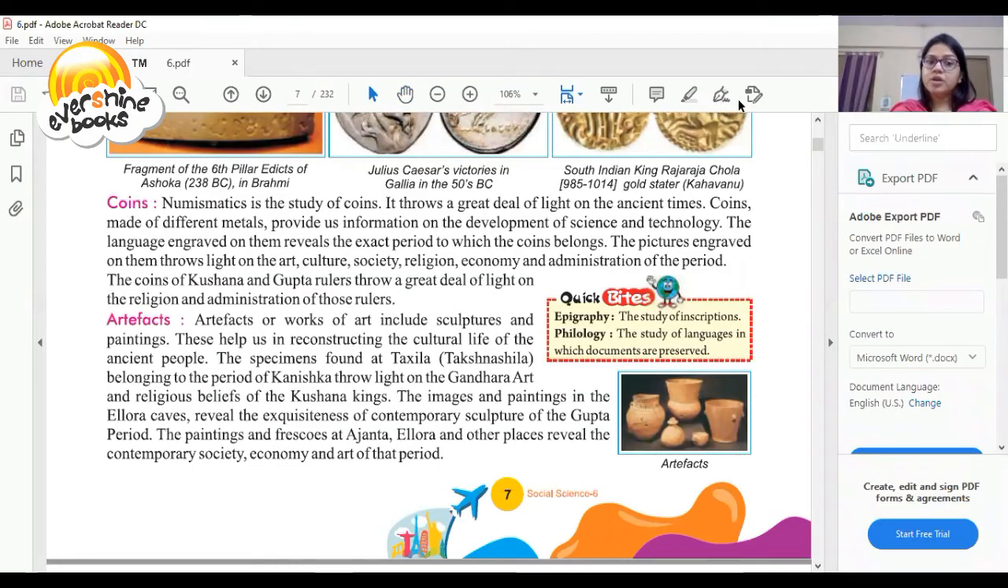So, dear student, numismatics is the study of coins, which is a very important question. What is numismatics? The study of coins. It throws a great deal of light on the ancient times. Coins made by different methods provide us information on the development of science and technology. The language engraved on them reveals the exact period to which the coin belongs.